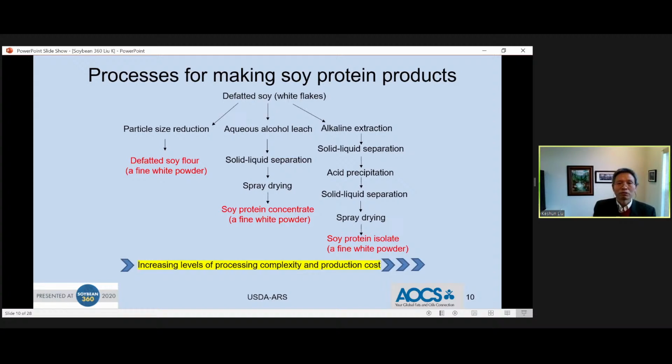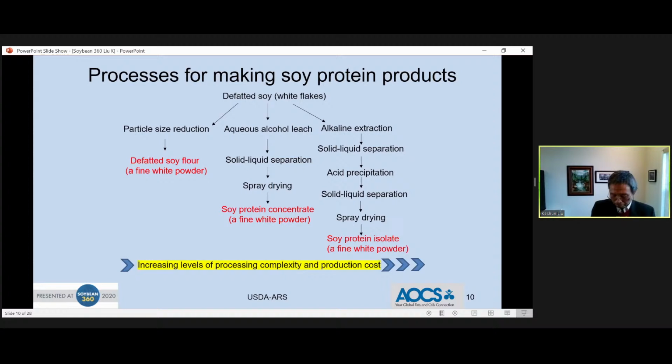From the left is soy flour. It's a simple one, just through particle reduction. To the far right is soy protein isolate, which involves alcohol extraction and acid precipitation. The middle one is soy protein concentrate, which is typically made through an alcohol extraction, leaching process. So from left to right, there's more complexity in the processing, and the production cost is also increasing.